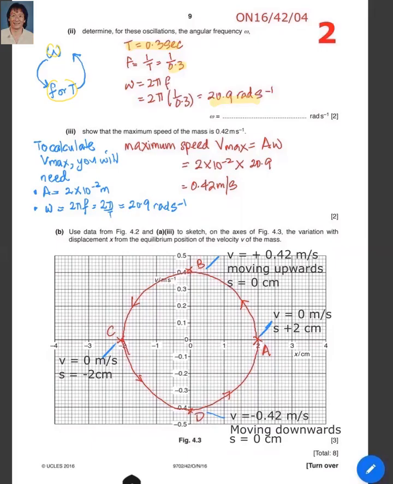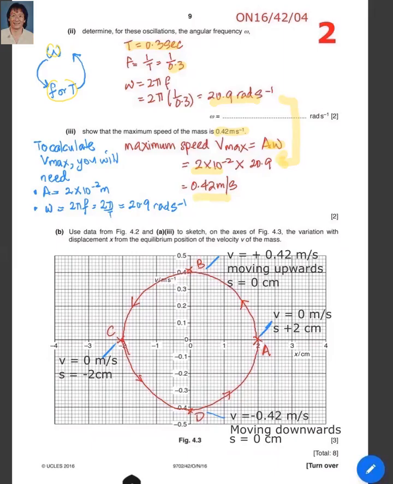Then in part 3, you have to show that the maximum speed of the mass is 0.42 meters per second. The formula for maximum speed is A times omega, where A is amplitude, omega is the angular velocity. We know the amplitude is 2 centimeters, converted to meters is 2 times 10 to the minus 2 meters, and then your omega is 20.9, which you calculated from here. So when you multiply the two together, you get 0.42 meters per second.